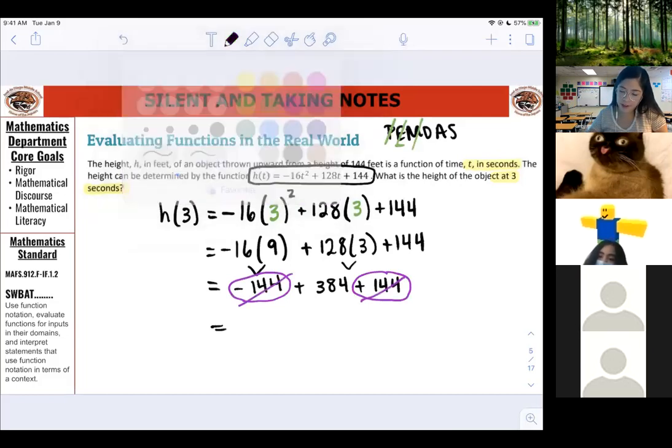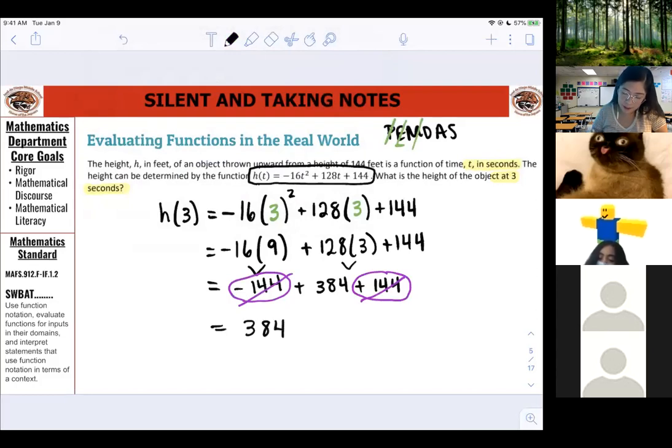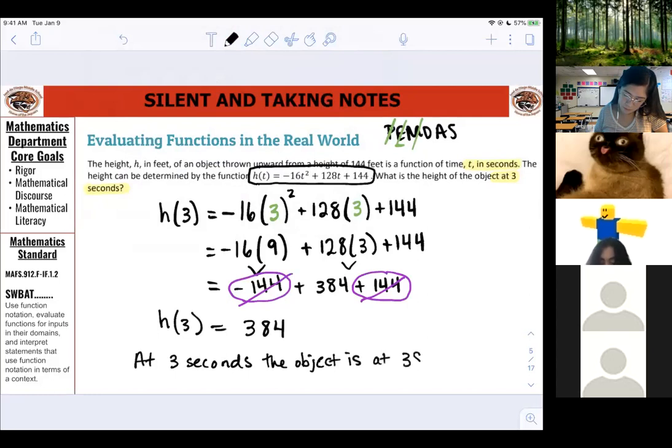So I'm good with that. I don't even have to really do anything. My final answer is 384. So h of 3 equals 384. So after 3 seconds, this object is 384 feet in the air. It's pretty high.